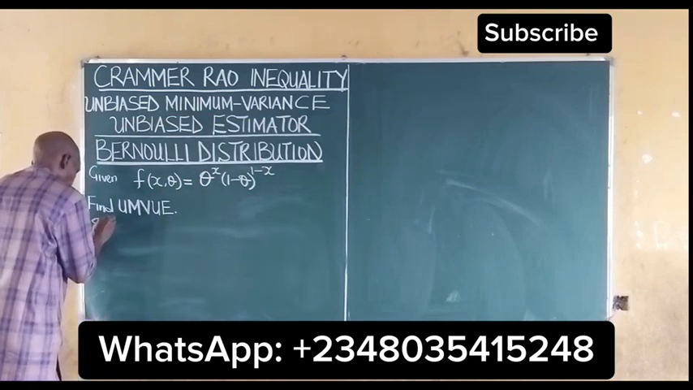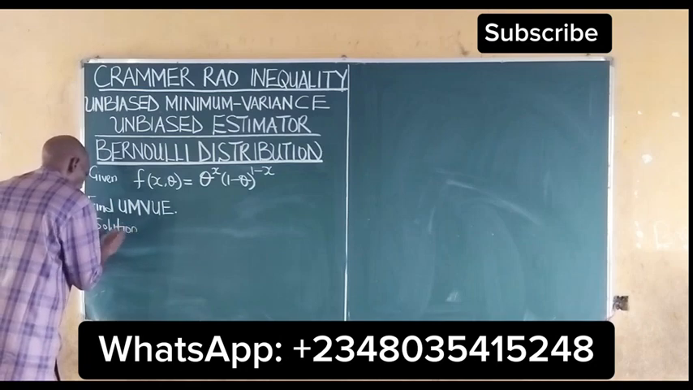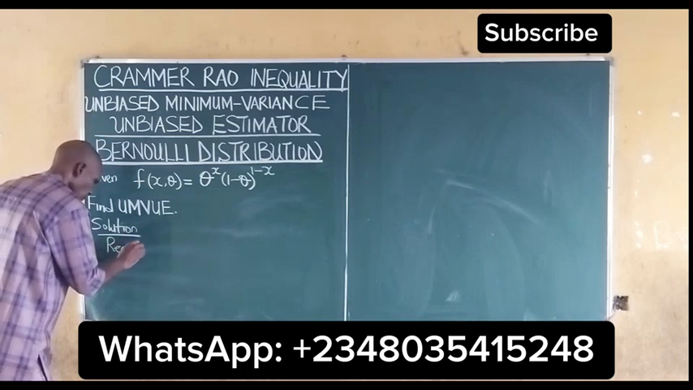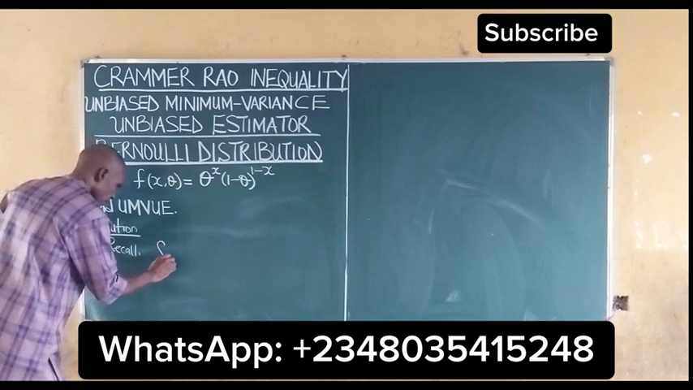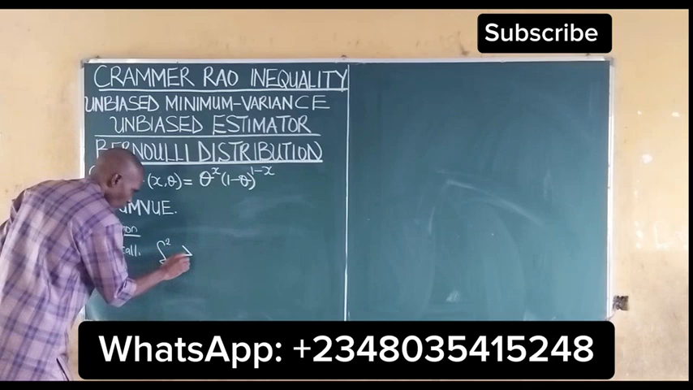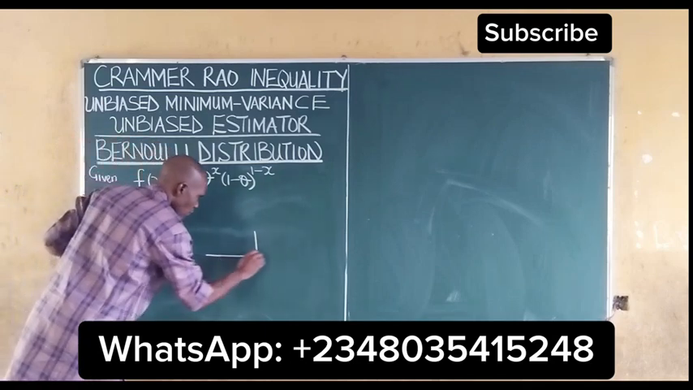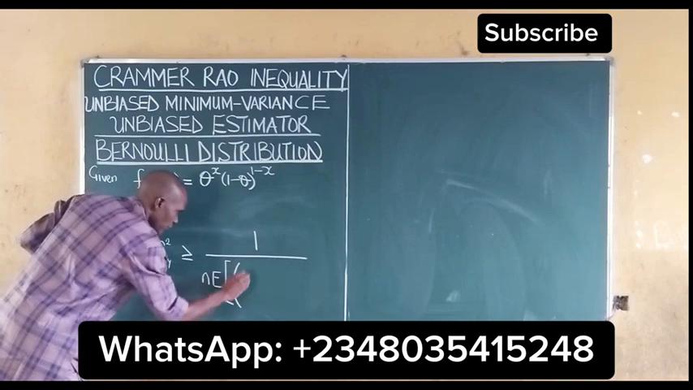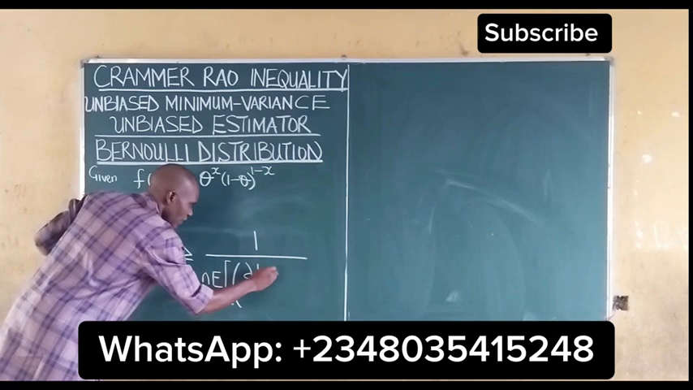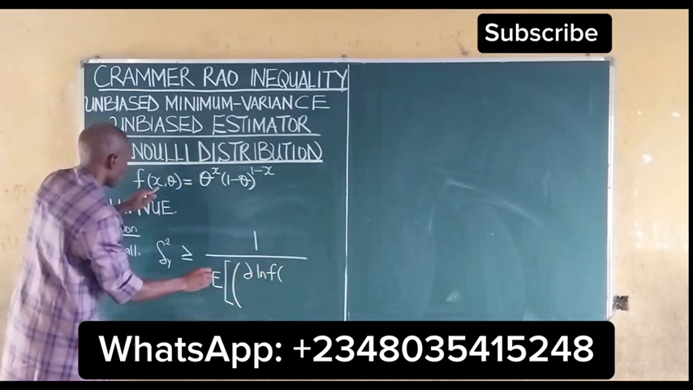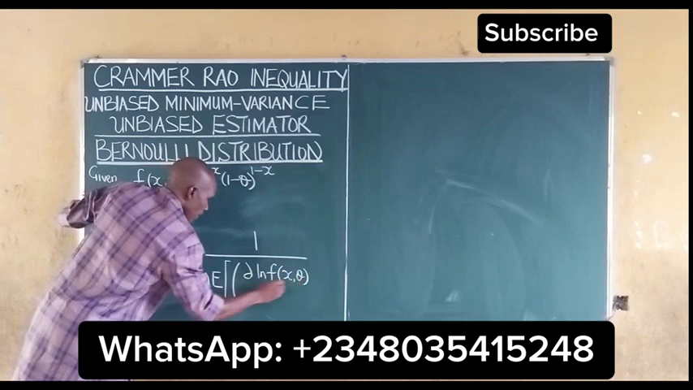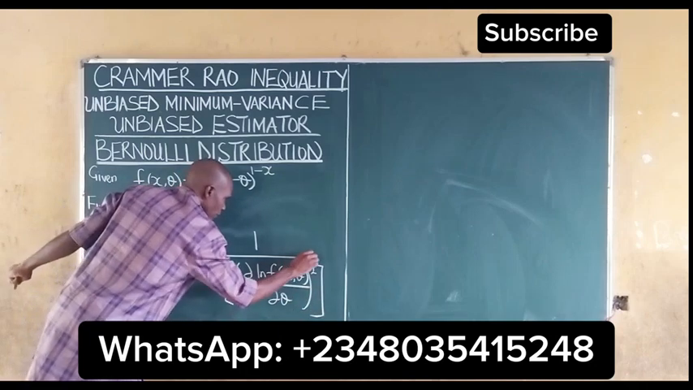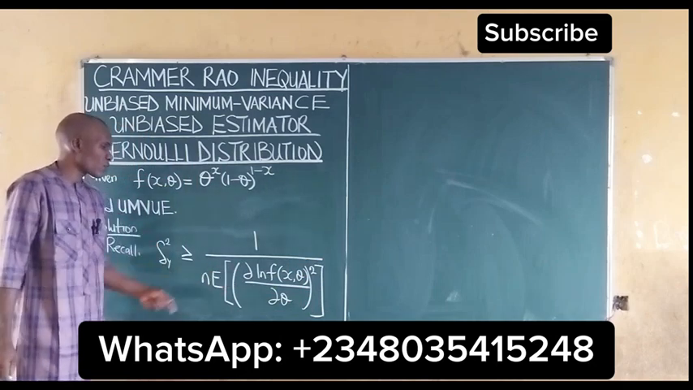Solution. The first thing to do is to recall that the Cramer-Rao inequality is given as 1 all over n multiplied by the expectation of the differential of the log of the given function f of x, theta, all over theta, squared. So this is the Cramer-Rao inequality.